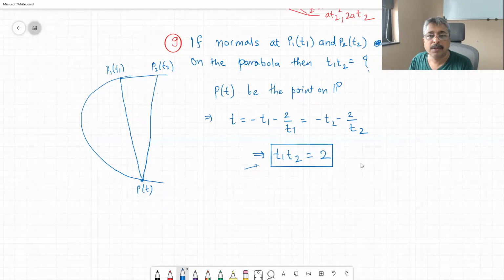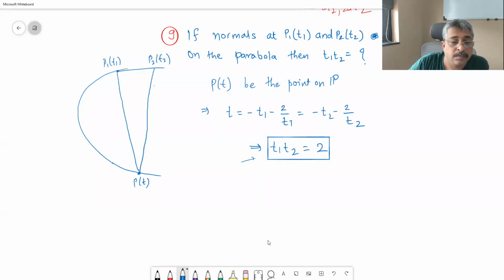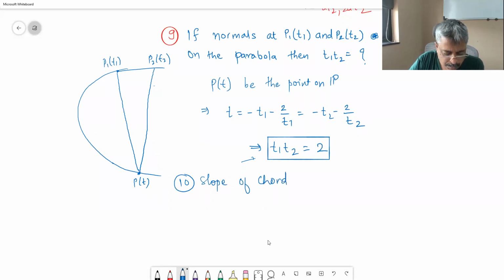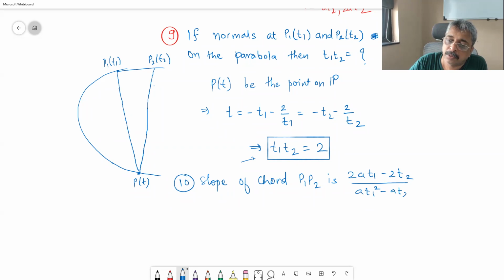Okay, next, 10. Slope of chord P1 P2 is very easy. Write down what is the slope of chord P1 P2, with P1 T1 and P2 T2. 2A T1 minus 2A T2 upon A T1 square minus A T2 square, which is equal to 2 upon T1 plus T2.